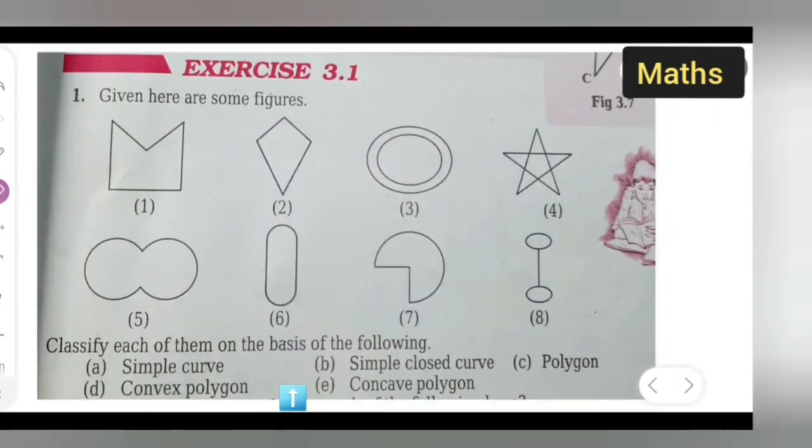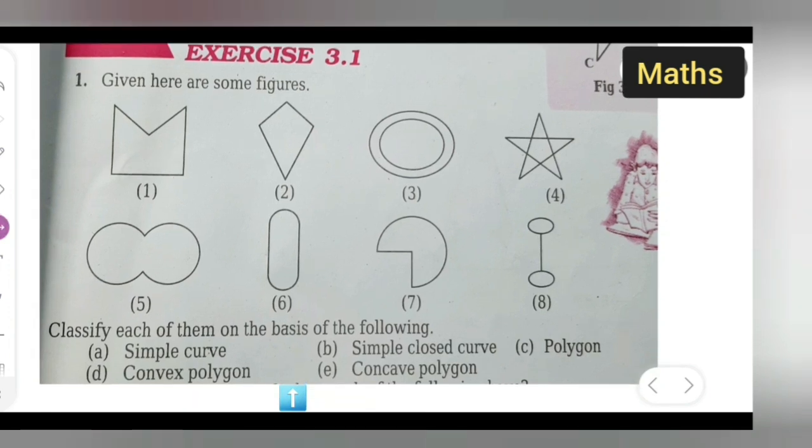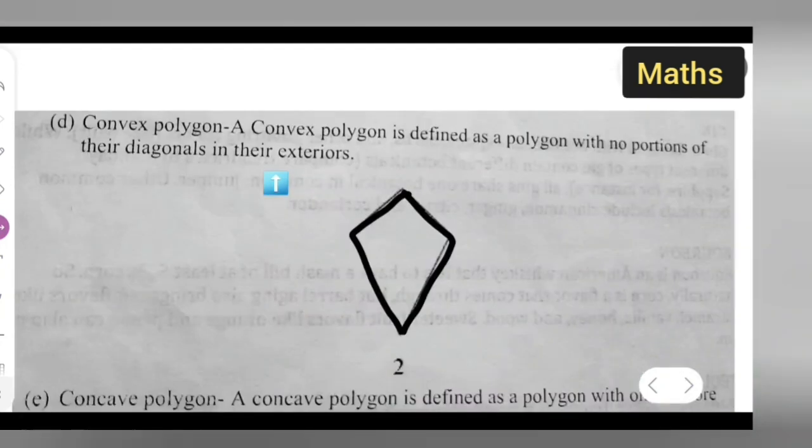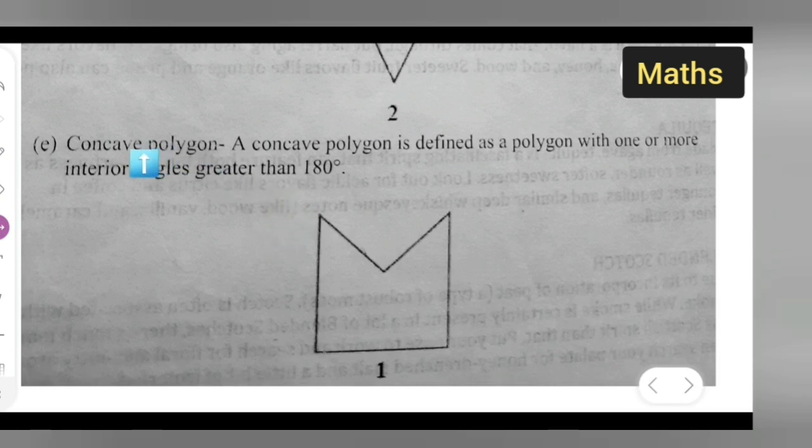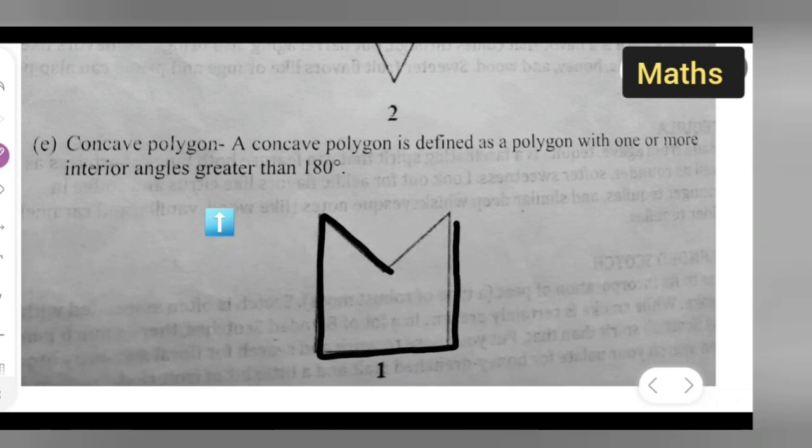Now moving towards E, that is concave polygon. Which of these is a concave polygon? Let us see first what a concave polygon is. A concave polygon is defined as a polygon which has one or more interior angles greater than 180 degrees. So figure 1 is a concave polygon. Okay, so I can take down this.